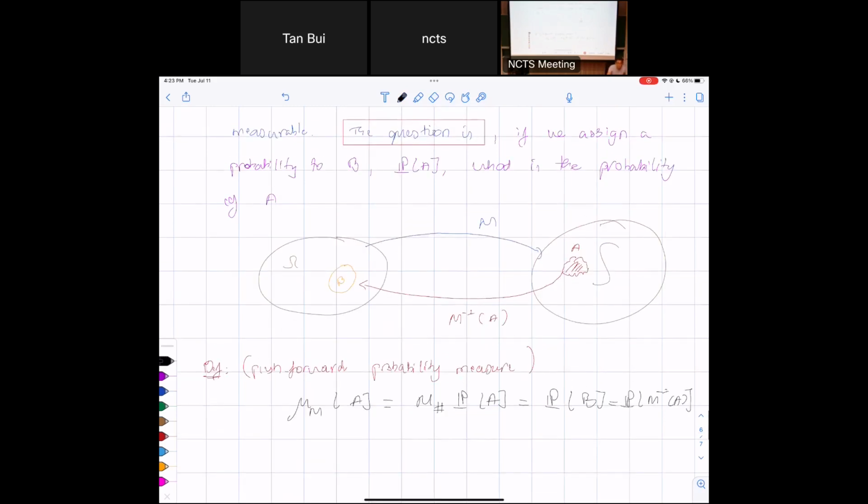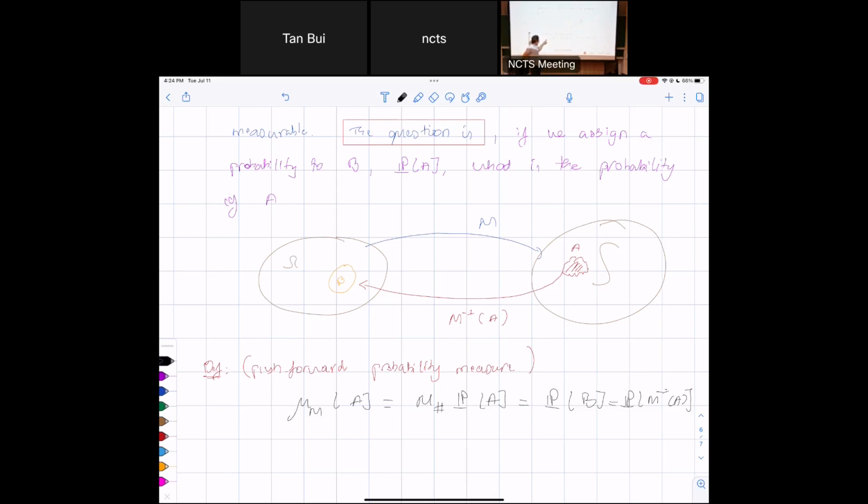And this is actually meaningful. It's very natural to define it this way, because M maps B onto A. Whatever the probability that B happens, it is the same as the probability that A happens, because essentially they are the same. The probability that this set happens should be the same as the probability that A happens. Very natural. This is exactly what we wrote here, the probability generated by M.